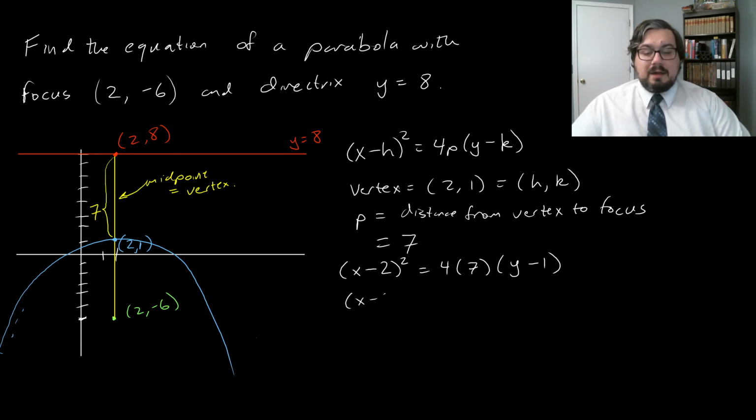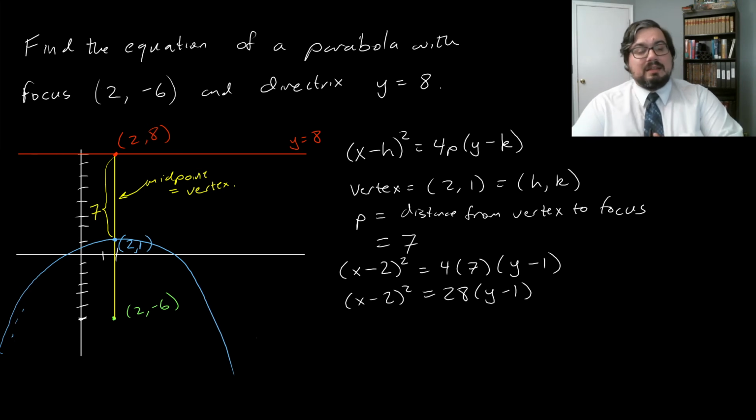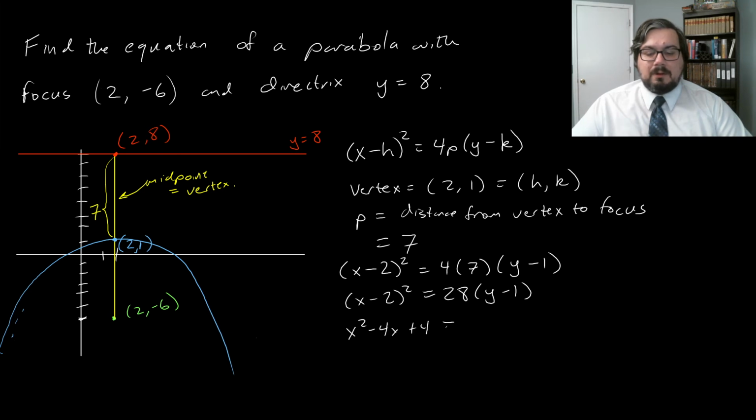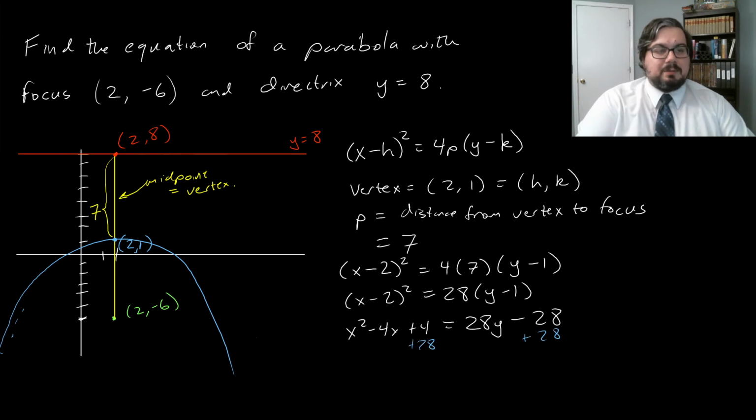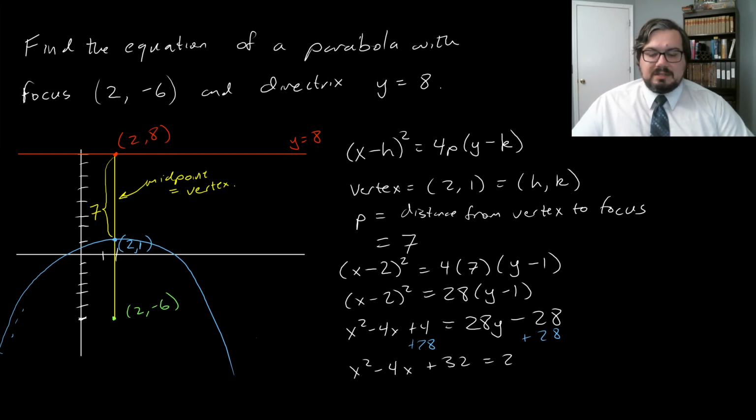And now this is an equation of the parabola given here, but if we want to express it in the more typical form with y by itself, then we can simply do that by expanding all this out. So we get x squared minus 4x plus 4 is equal to 28y minus 28. If we add 28 to both sides, then we get that x squared minus 4x plus 32 is equal to 28y.